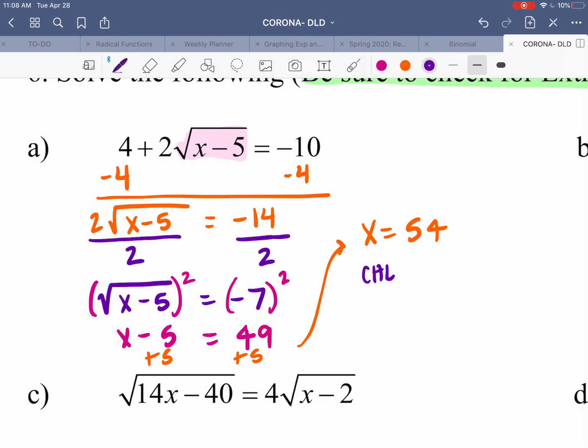We have to check to see if this is a real solution or if it's an extraneous solution. So you need to take 54 and plug it in for this x value. If I plug in 54 for x, we're going to see that these two do not equal each other. So we're going to say that there is no solution.